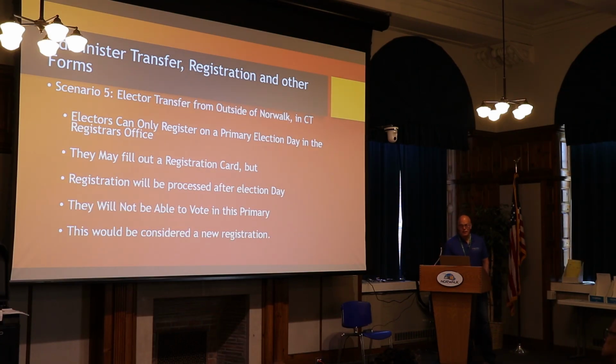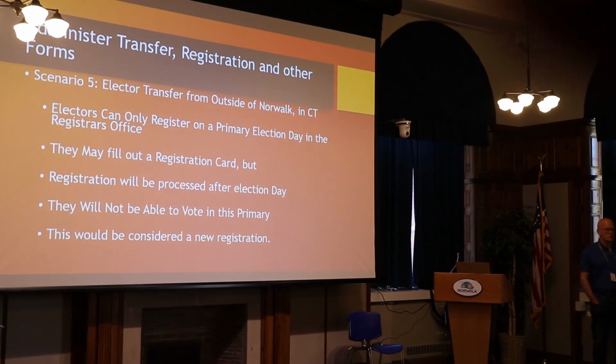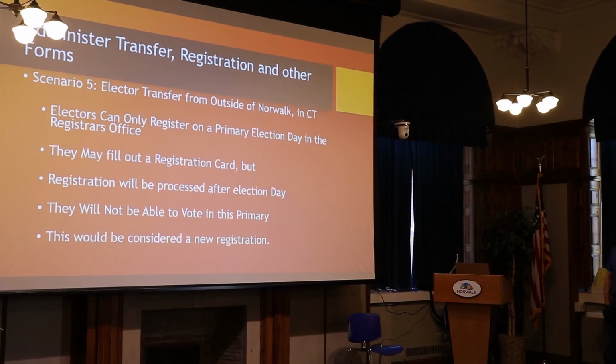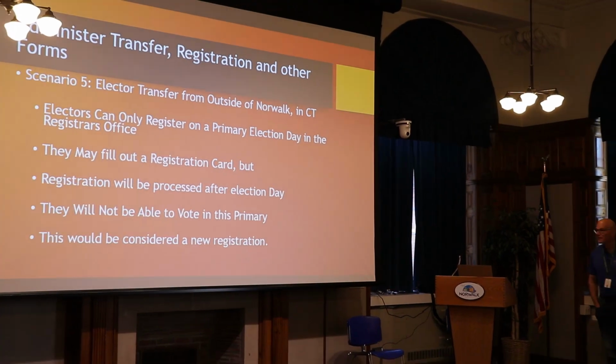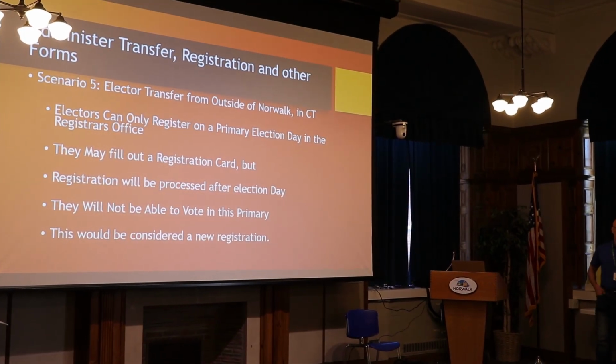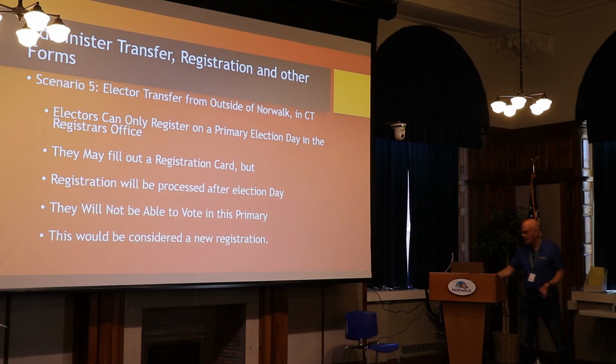Next question. Elector wants to transfer from outside of Norwalk. They live in Westport. They just realized they moved last week into Norwalk. They want to vote in Norwalk. That's a new registration. So they can only register in a primary election at the registrar's office. They can fill out a registration card, but that will only be processed after Election Day. So if they're registered somewhere else in the state, they cannot transfer during a primary into Norwalk. It's a new registration.